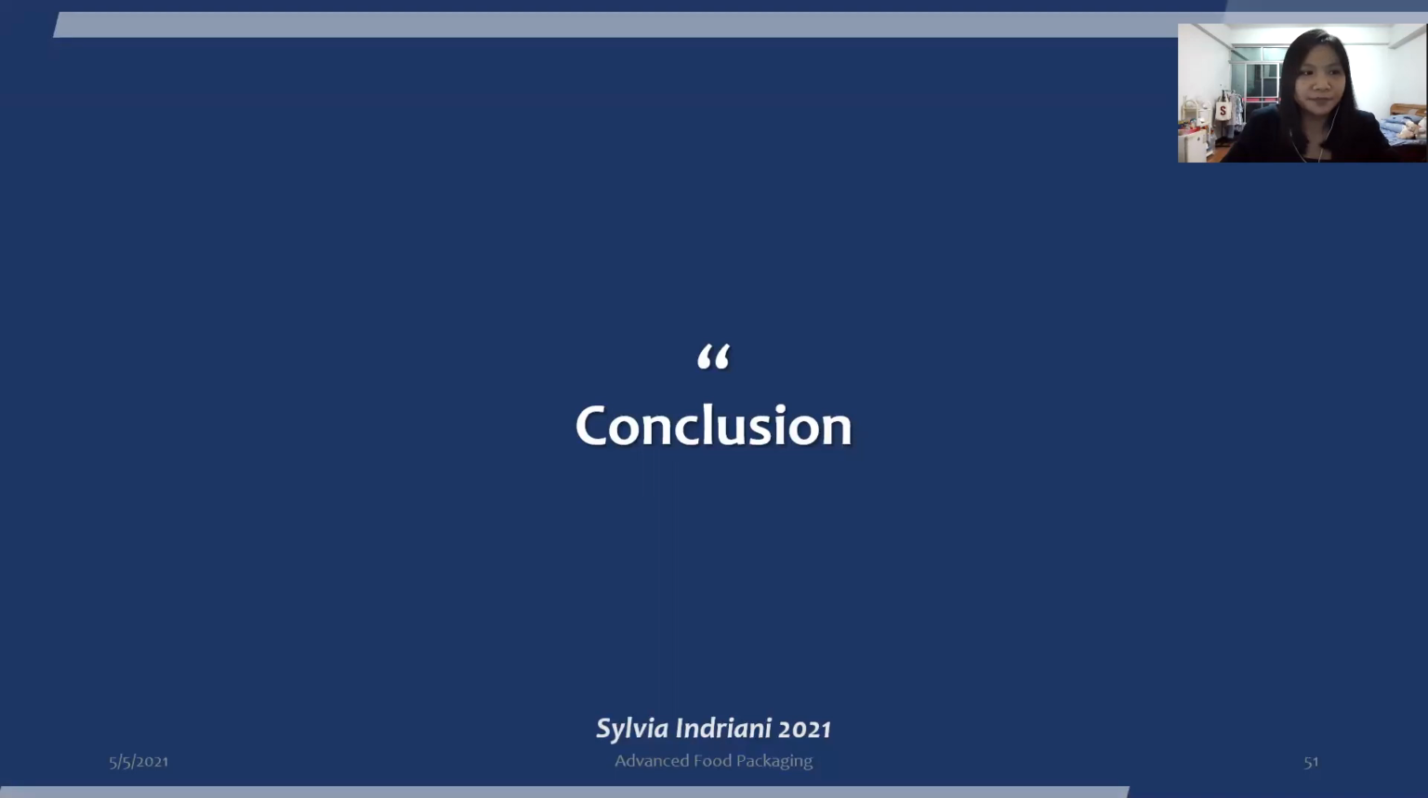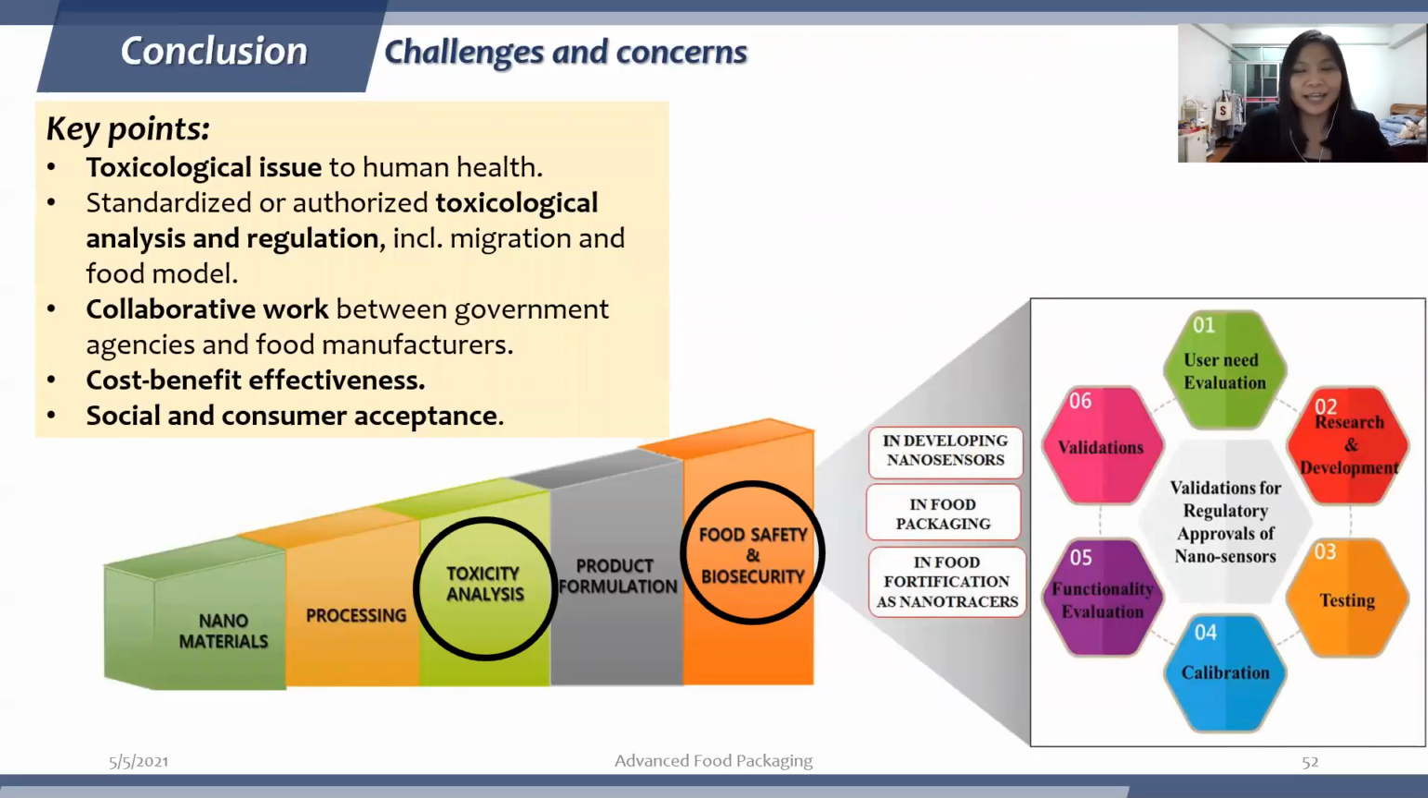So in conclusion, nanotechnology is still attractive and beneficial in developing food packaging. It doesn't only help to maintain the quality and prolong the shelf life of foods, but also to deliver some important information to consumers. However, challenges and concerns also exist when we develop something new, when we incorporate novel technologies into food. Because there are always pros and cons when we develop something new, right?